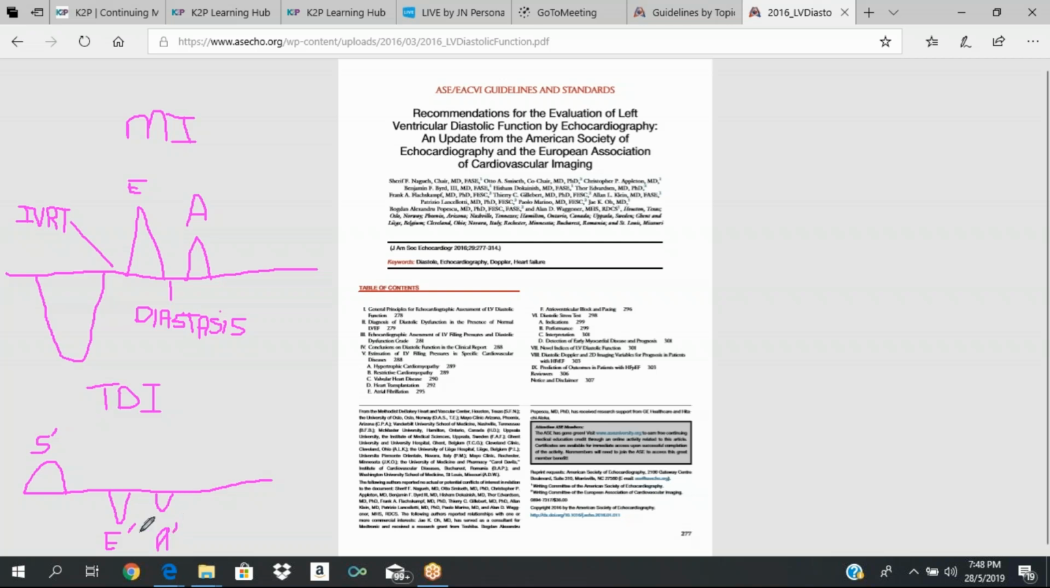So again, when we talk about tissue Doppler imaging, we look at the speed or the velocity of the tissue, and we use the mitral annulus. We can do it at either the medial mitral annulus or the lateral mitral annulus. In systole, the base of the heart moves up, so we get an S prime, the systolic component. In diastole, we get an E prime, the early diastolic phase, and then a later diastolic phase, A prime.